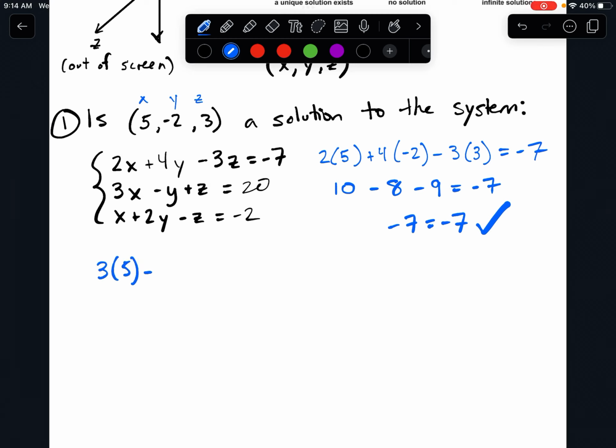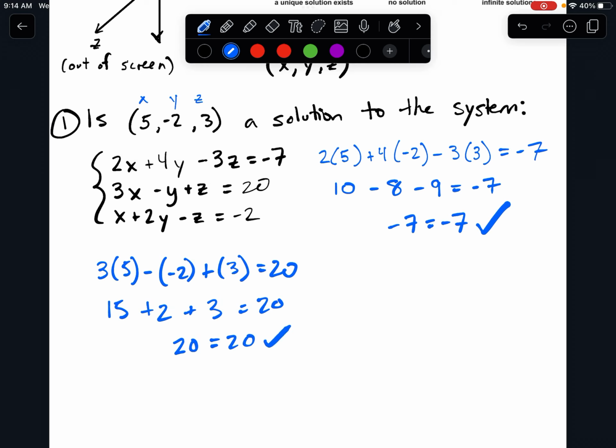Let's try the second one. We have 3 times 5 minus a negative 2 plus z, which is 3, equals 20. So we get 15 plus 2 plus 3 equals 20. And it is, in fact, true that 20 equals 20. So that's also true. And the last one, x is 5, plus 2 times negative 2, minus z, which is 3, equals negative 2. So 5 minus 4 minus 3 is negative 2. And this is going to be true as well. All right, 5 minus 4 is 1. 1 minus 3 is negative 2.